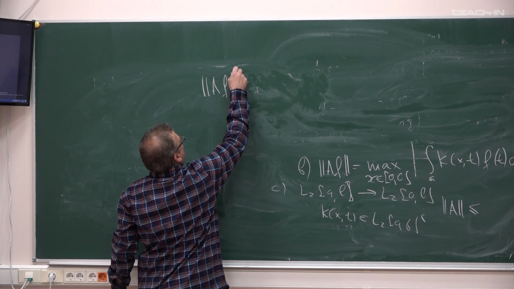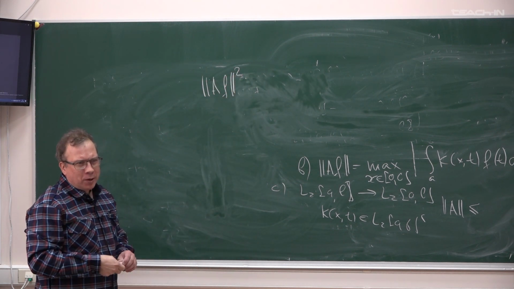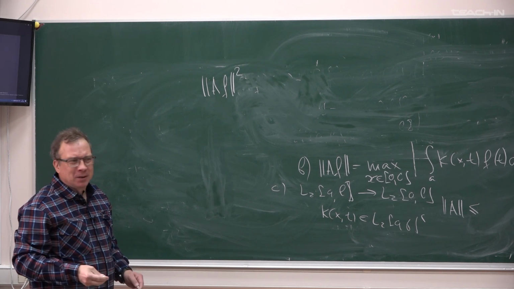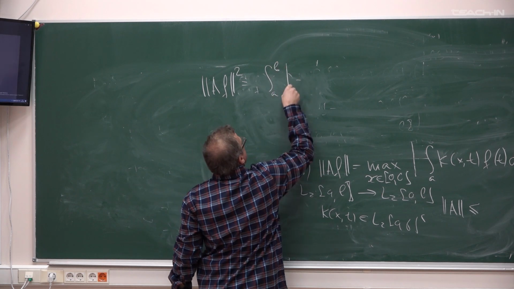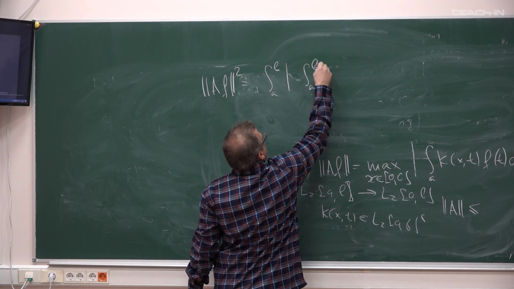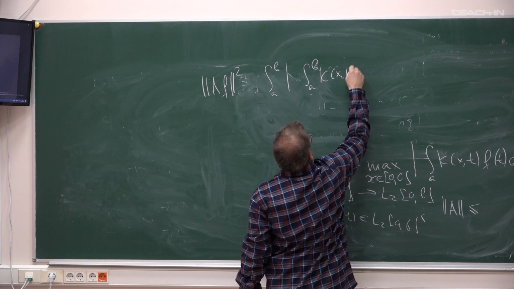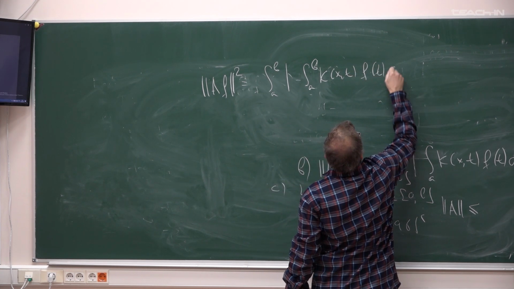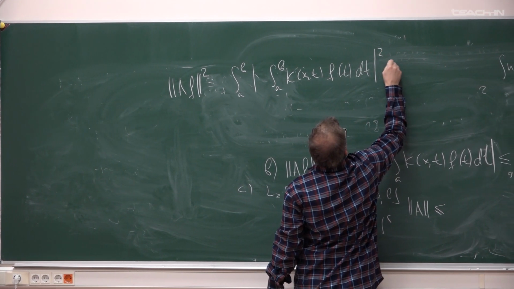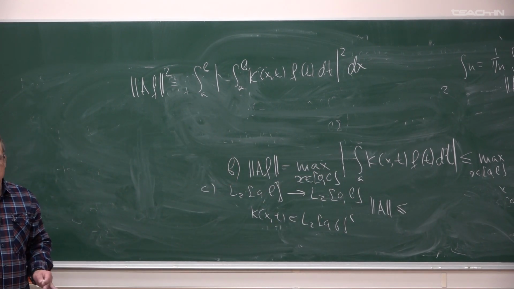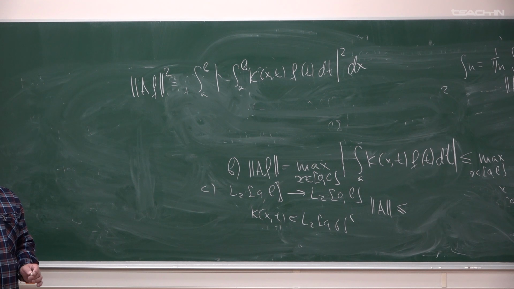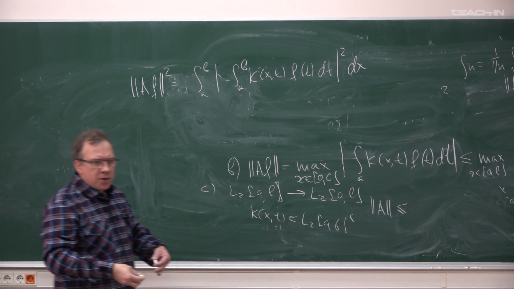I don't want to write the square roots, so I calculate the norm in square for shortness. So it is the integral over AB of the absolute value square of the integral of k(x,t) f(t) dt, dx. Again, the first step is the standard step: put the absolute values inside the integral.